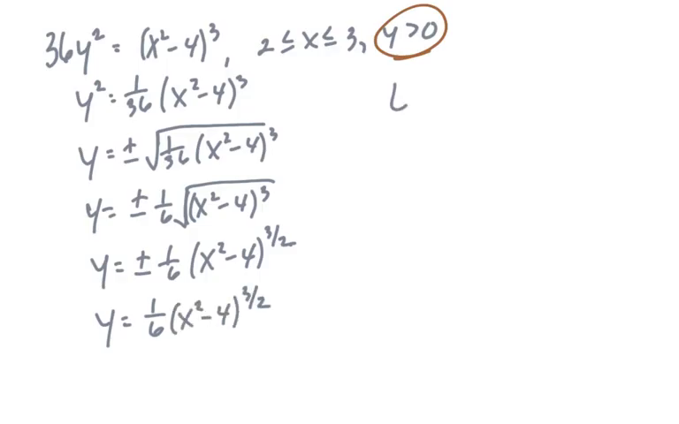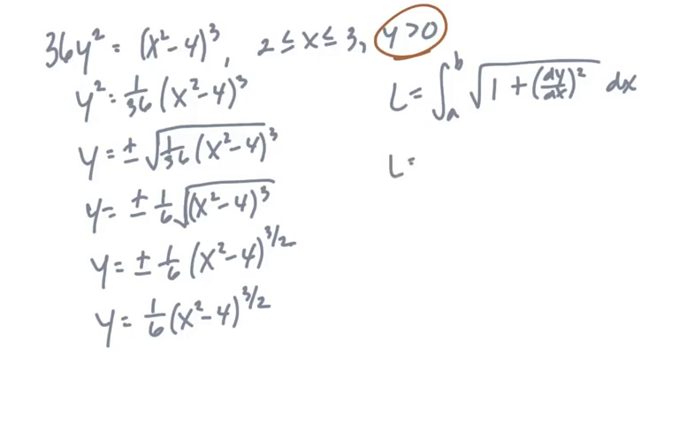Now, in order to find arc length, we're going to use the formula we just talked about, and it says the integration from a to b of the square root of 1 plus dy over dx, quantity squared with respect to x. So we need y prime. Here we have y.